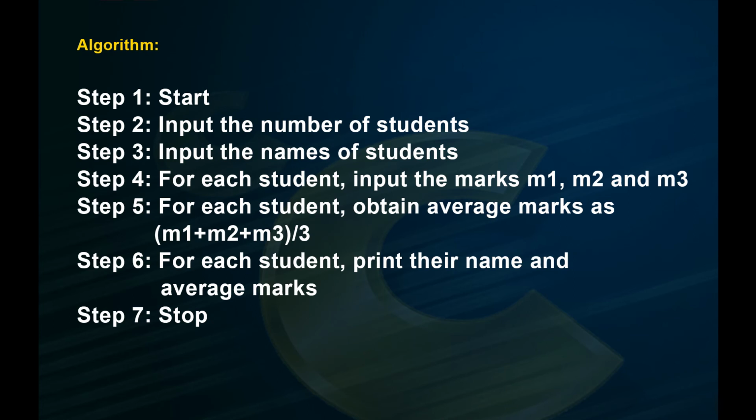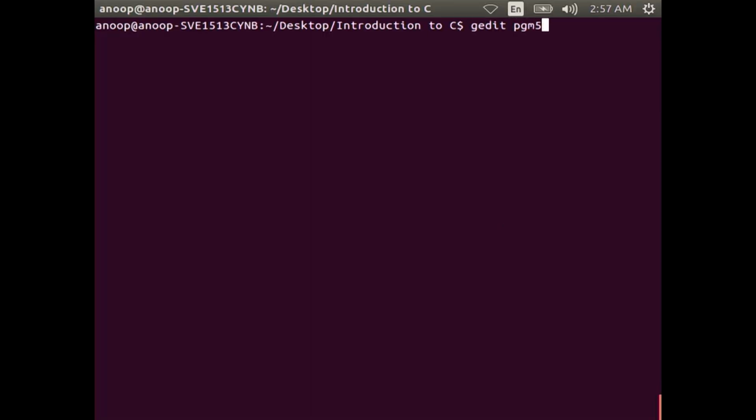Step 1, start. Step 2, input the number of students. Step 3, input the names of students. Step 4, for each student input the marks M1, M2 and M3. Step 5, for each student obtain the average marks as M1 plus M2 plus M3 divided by 3. Step 6, for each student print their name and average marks. Step 7, stop. Now, let us type this program and compile it.